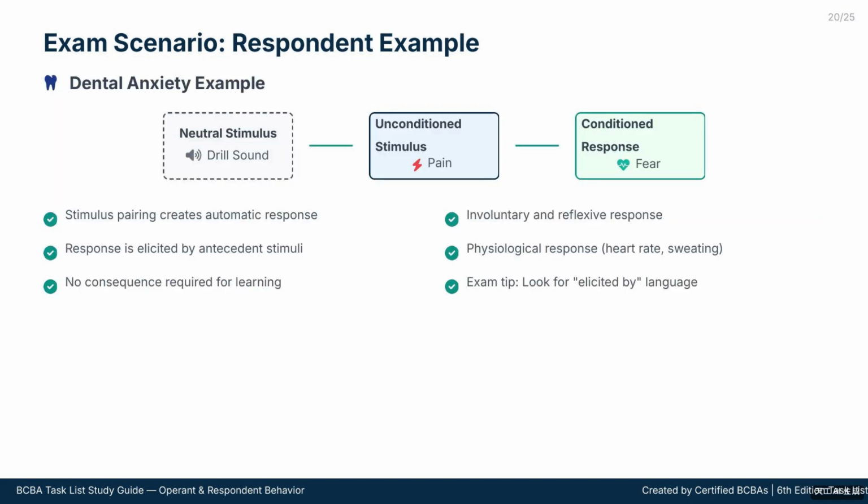In the dental anxiety example, a drill sound is paired with pain, leading to fear. The response is automatic, involuntary, and physiological. No consequence is required for learning. This is respondent behavior, controlled by stimulus pairing.